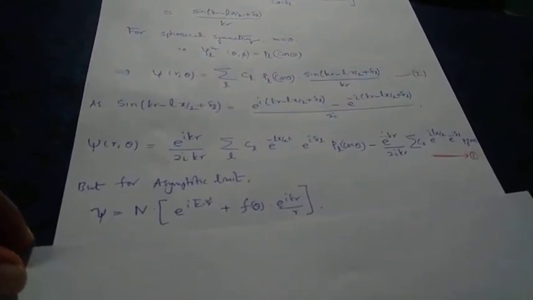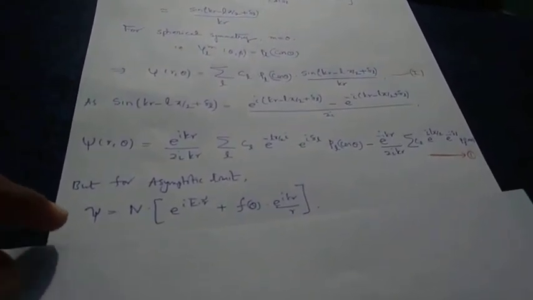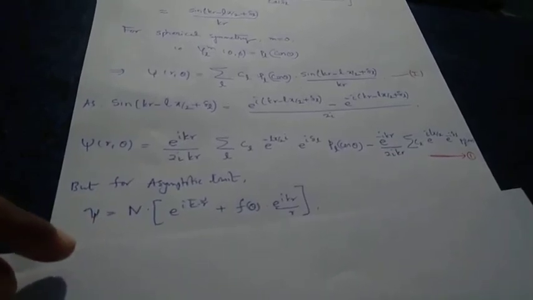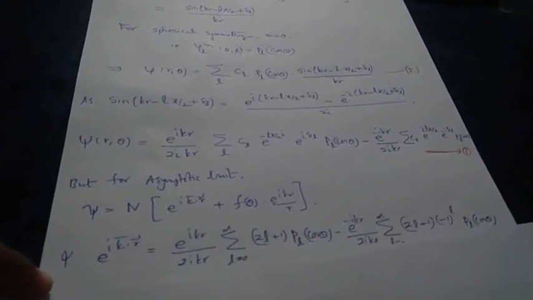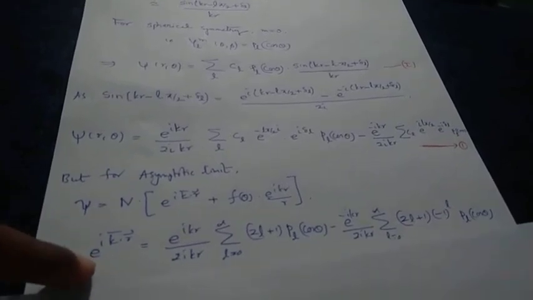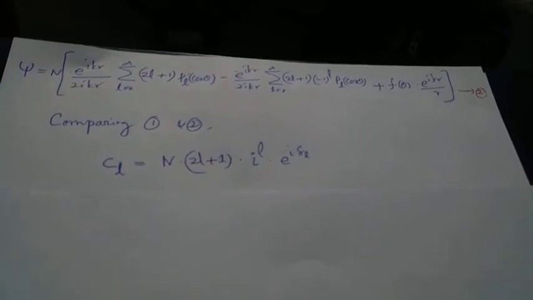For the asymptotic limit, the wave function is usually some normalization factor N into exponential i k dot r plus f of theta into e power i k r divided by r. This exponential i k dot r is a summation of terms involving P_l of cos theta, like this. So the asymptotic wave function turns into equation number 2. If you compare equations number 1 and number 2, we are able to write C_l is equal to N into 2l plus 1 into i power l into exponential i delta_l.